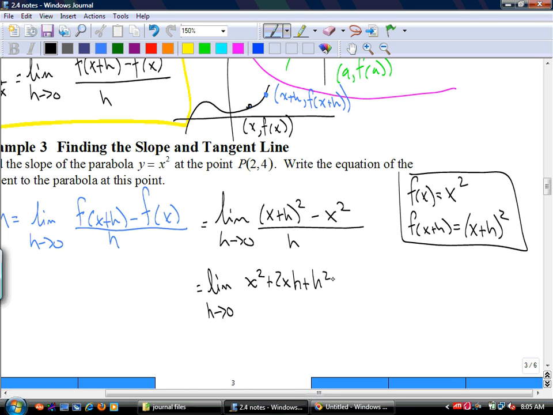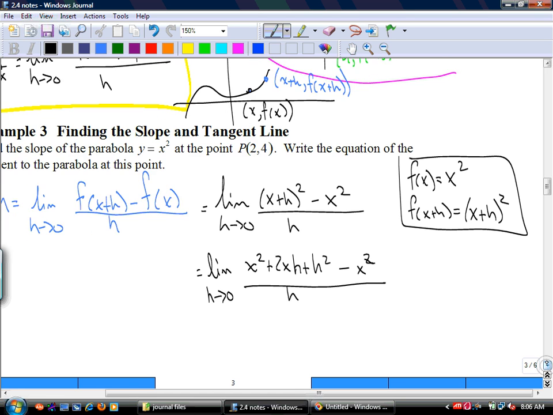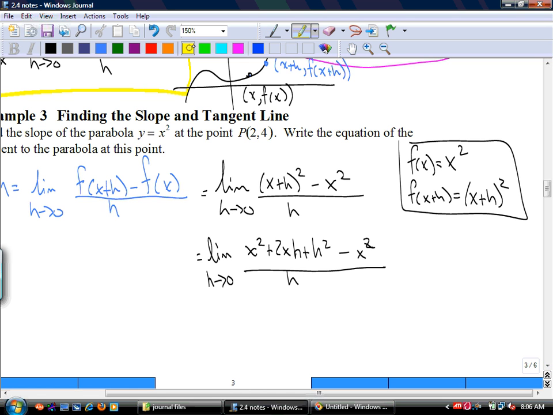Now, do you want me to go somewhere and FOIL that for you, or are you okay with what I just did? Give me a thumbs down if you want me to write down what I just did. No thumbs down. Okay. Minus x squared all over h. What do you notice? The x squareds cancel. We are in our happy place. Goodbye, x squareds.